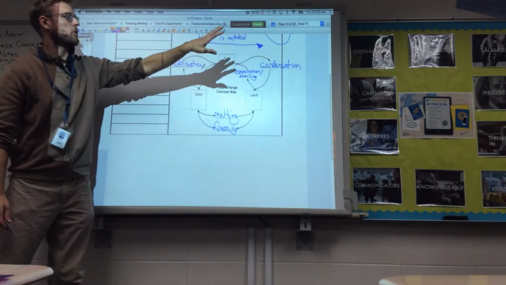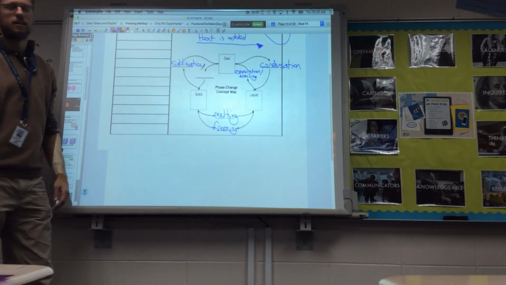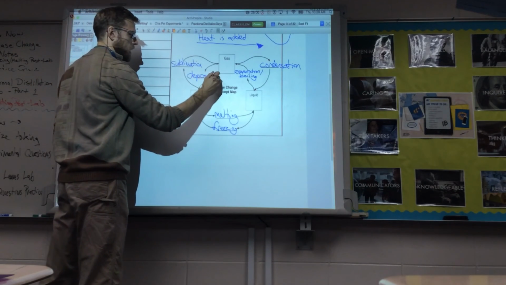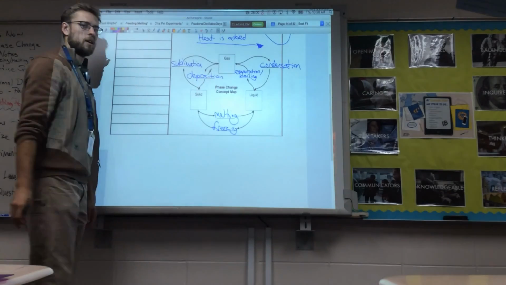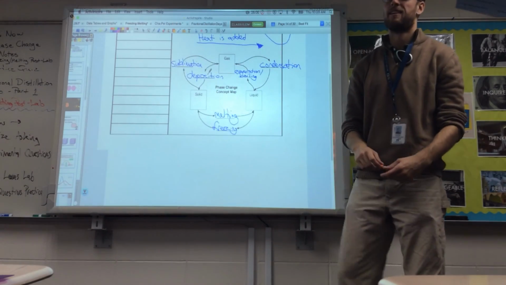Let's go the other way. You know you can take a gas and immediately turn it into a solid? What's that called? Deposition. You got it. The gas deposits into a solid. You've all actually seen this. Do you have a freezer at home? Is there any frost?